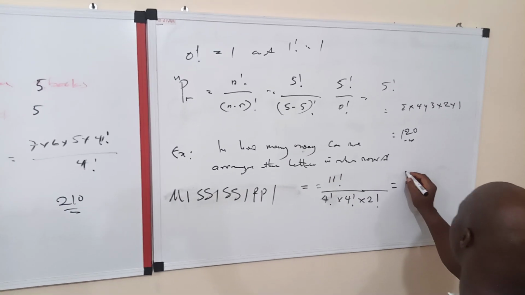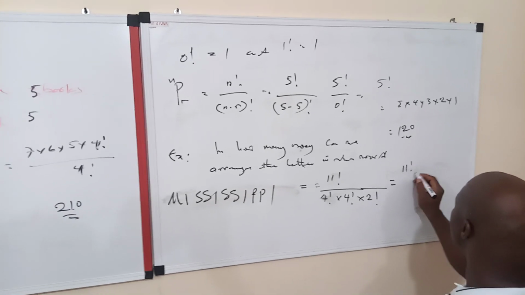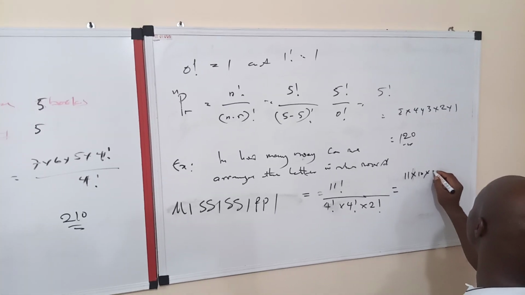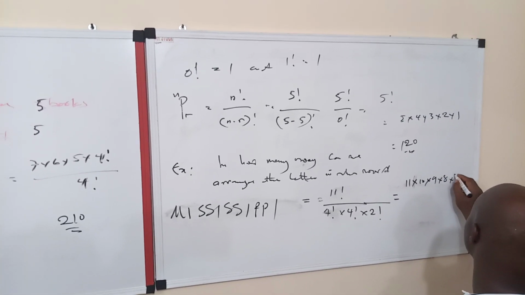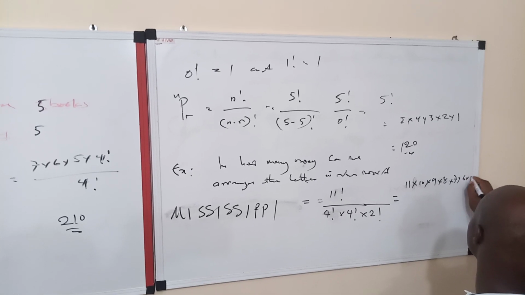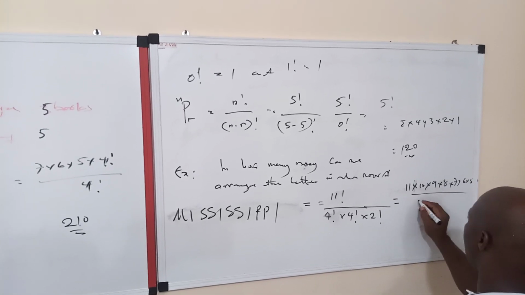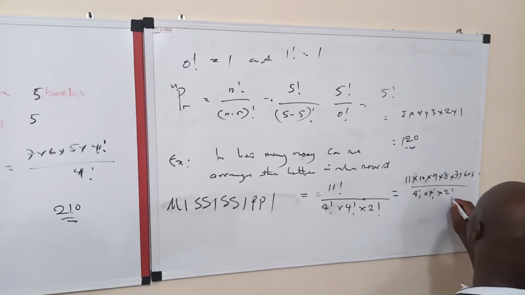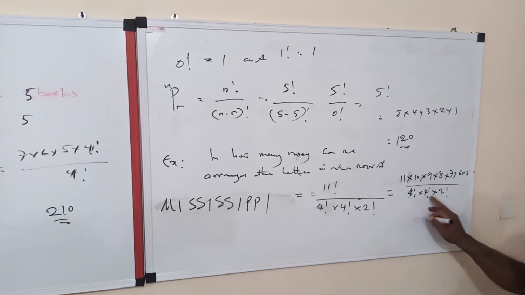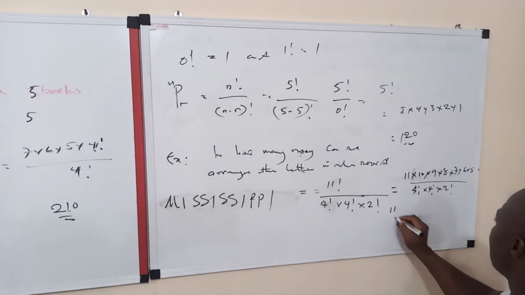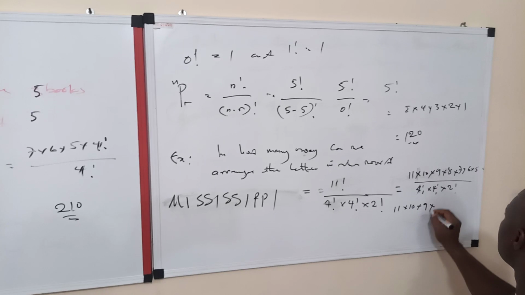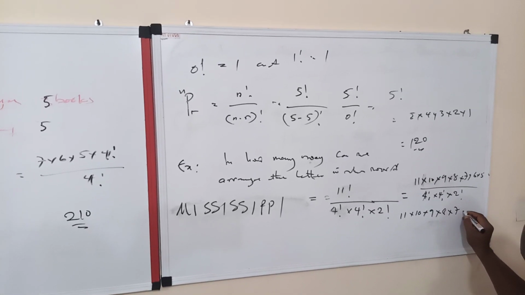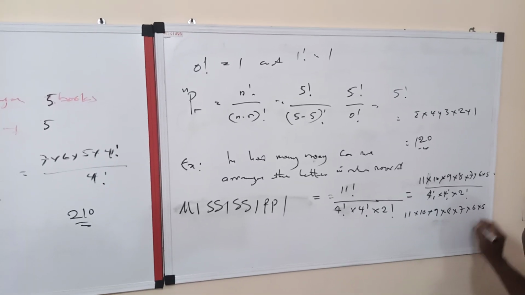So this you have as 11 times 10 times 9 times 8 times 7 times 6 times 5 times 4 factorial, all over 4 factorial times 4 factorial times 2 factorial. So one 4 factorial is off, and we are left with this. So you have 11 times 10 times 9 times 8 times 7 times 6 times 5.